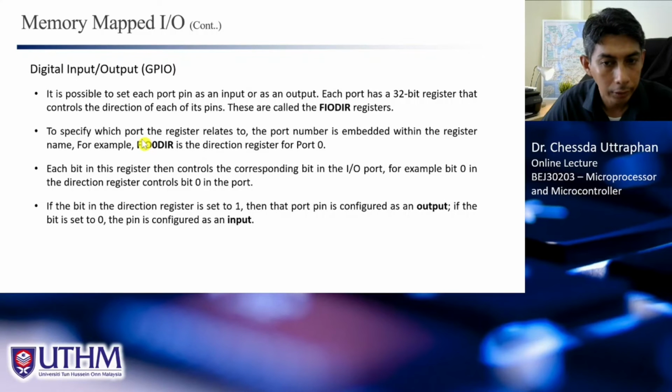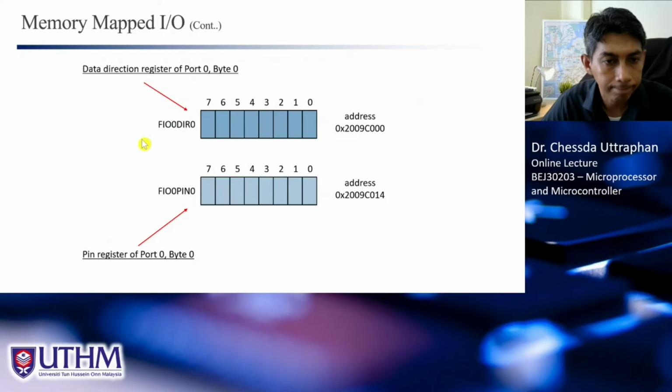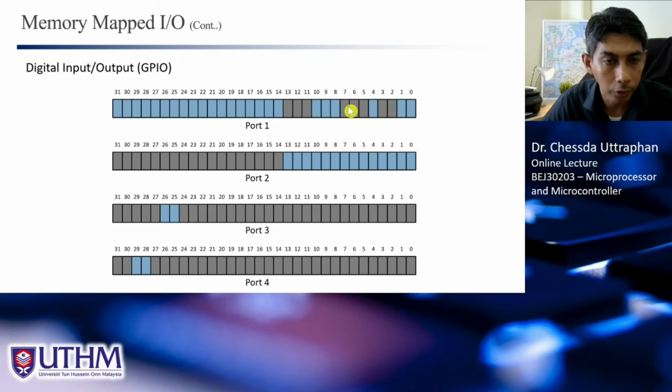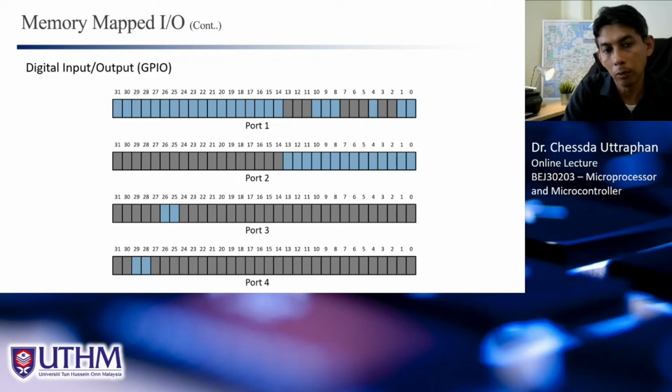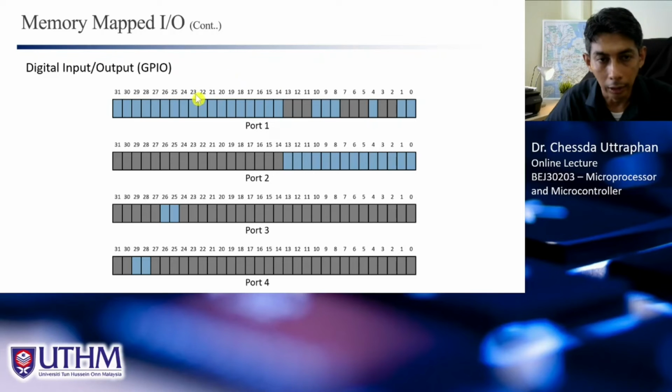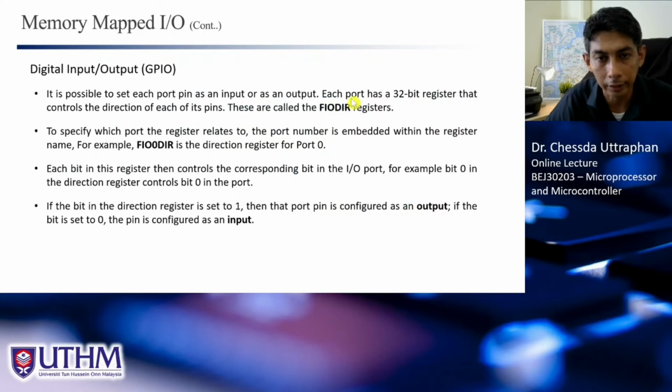The register is 32-bit also, and each port has its own data direction register. So for example, for port 1 here, we have another register that controls the data direction, and the name is the FIODIR register. All right, so let's look at this.